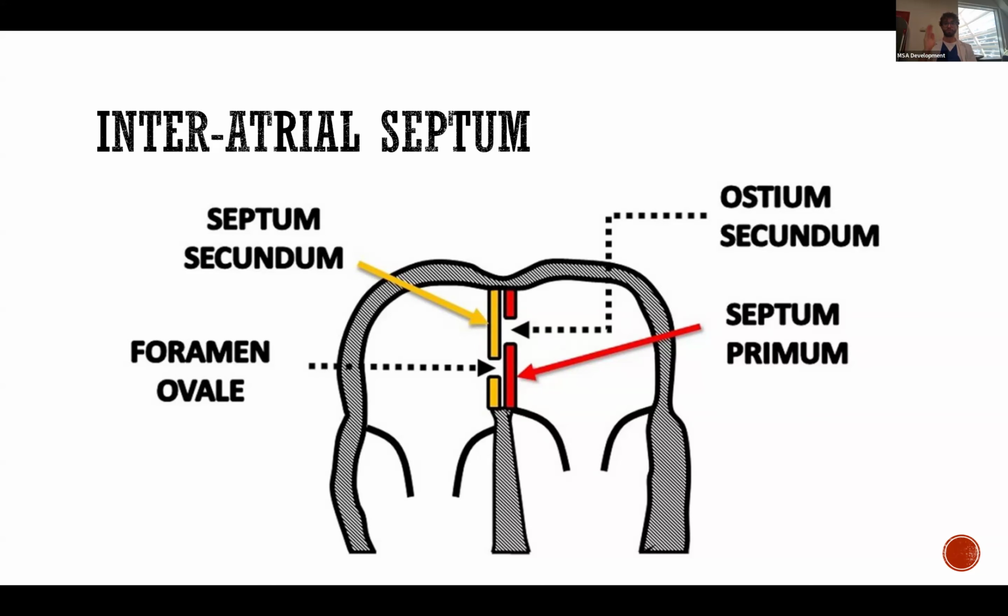So I want you to remember septum primum, septum secundum, a space between them, foramen ovale. The moment the baby is born, the septum primum will hit the septum secundum, causing the foramen ovale to be closed. And this will cause a rise in the left atrial pressure. Why? Because the blood will stay there. It won't mix anymore.